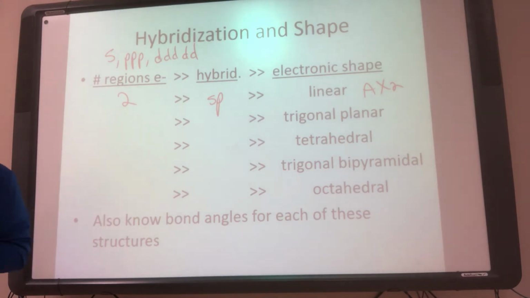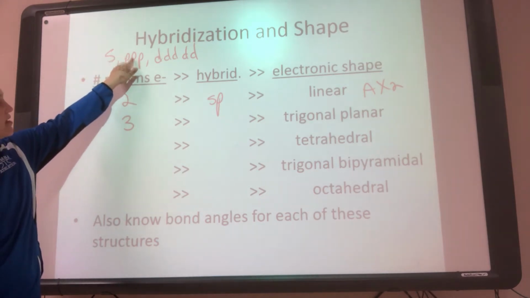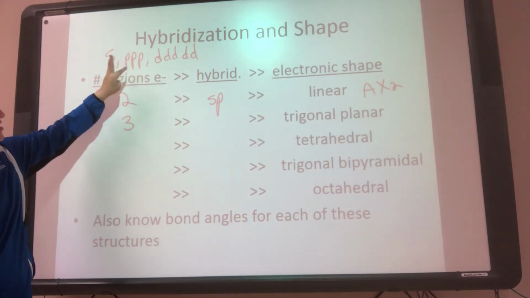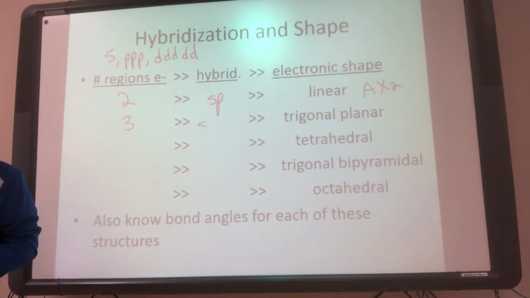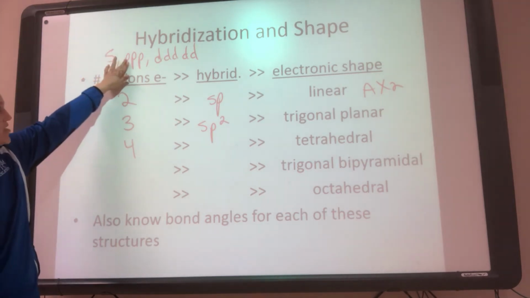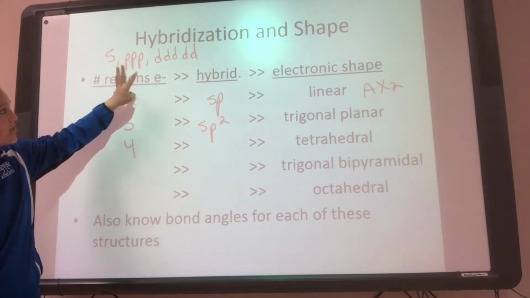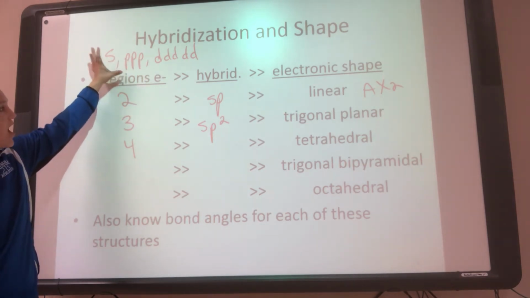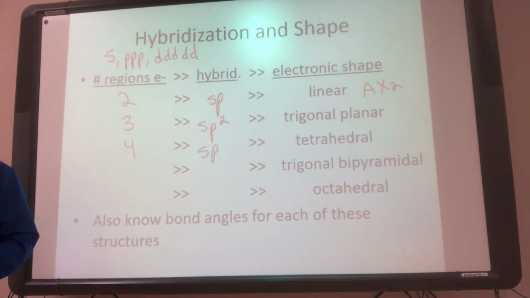If I have 3 electron groups, I need an S, a P, and a P, because I only need 3. I mush it all together and I get sp2. If I have 4 electron groups, I'm going to have an S, a P, and another P. So I have those 4 orbitals, 1 s, 3 p orbitals. I mush them together, and that's going to make an sp3 orbital.